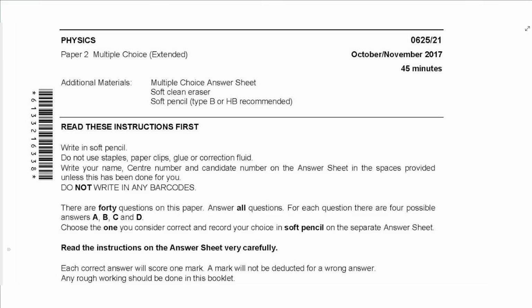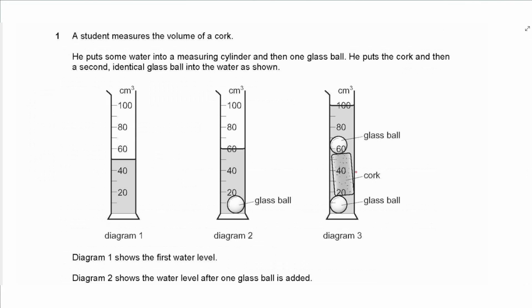In this video I will be solving the paper 2 exam for October-November 2017 variant 1. So let's get started. Question 1 says a student measures the volume of a cork.